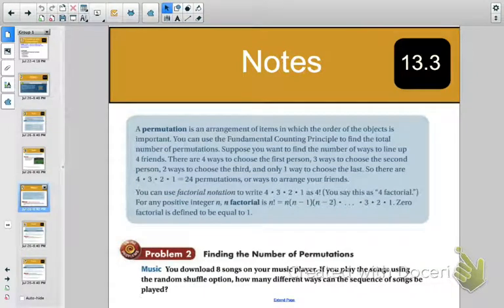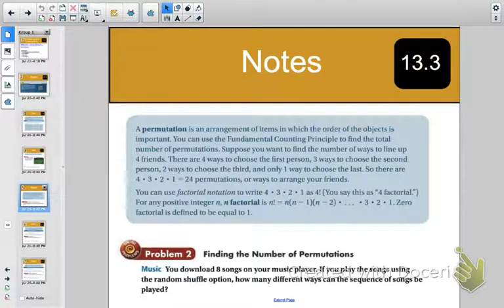This is also similar to a permutation. So the permutation is an arrangement of items in which the order is important. Okay, so for permutation, order is important. You can use the fundamental counting principle to find the total number of permutations. Suppose you want to find the number of ways to line up 4 friends, assuming you have 4 friends. There are 4 ways to choose the first person, 3 ways to choose the second, 2 ways to choose the third, and only 1 way to choose the last. So there are 4 times 3 times 2 times 1, which is 24 permutations or ways to arrange your friends.